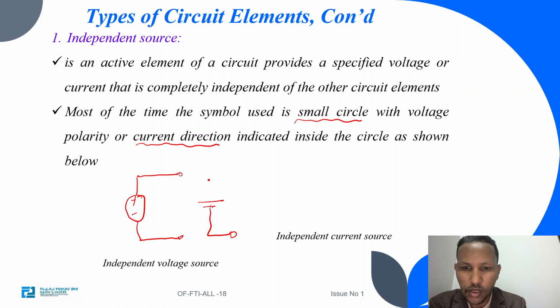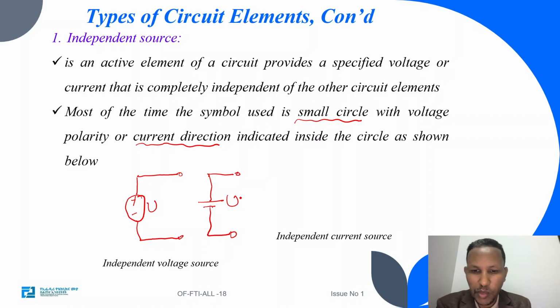Okay, this is V and this one is V. So these are independent voltage sources. When it comes to independent current sources, there is a small circle, and inside the circle there should be a current direction. The current direction should always be directed toward the positive terminal of the voltage source.